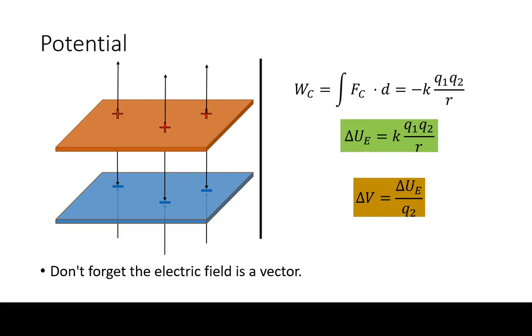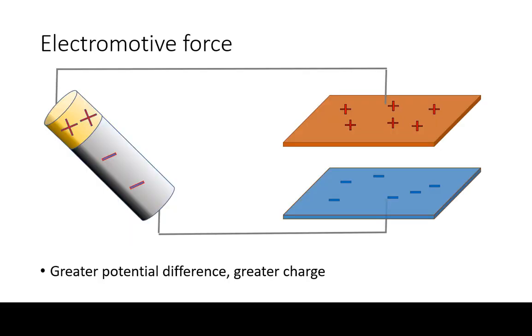Recall that voltage implies a change in potential energy, hence potentially delivering work. When you consider batteries of different voltage, you are comparing difference in electromotive force. That electromotive force will result in difference in charge, hence difference in potential energy to be delivered.